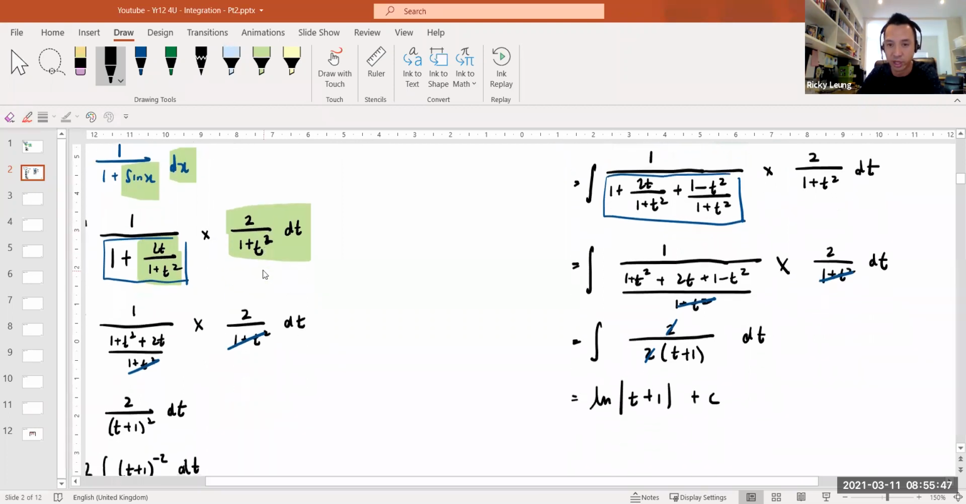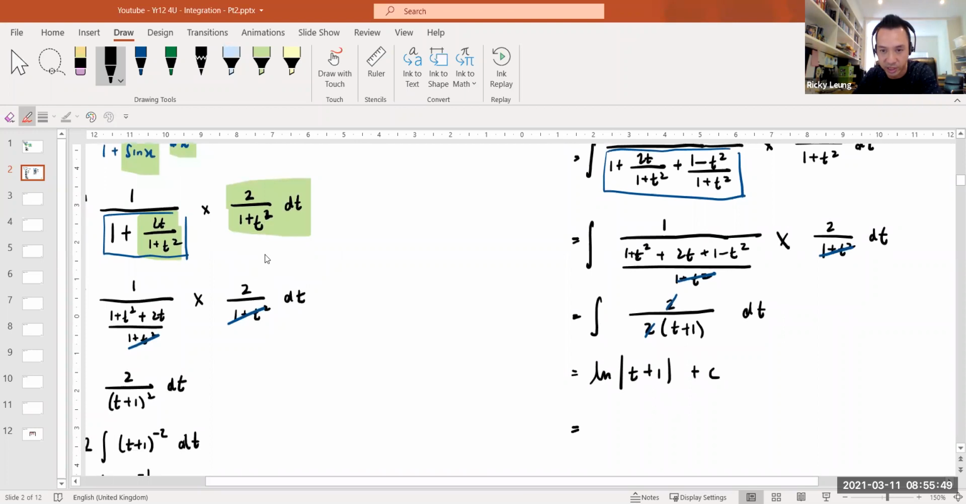And once again, don't lose your half mark. Substitute the t value back in, which is ln tan x on 2 plus 1 plus c. Look at that. That's the technique.